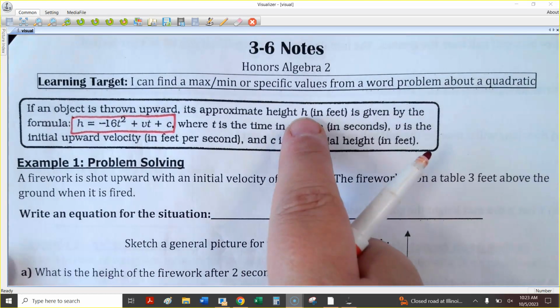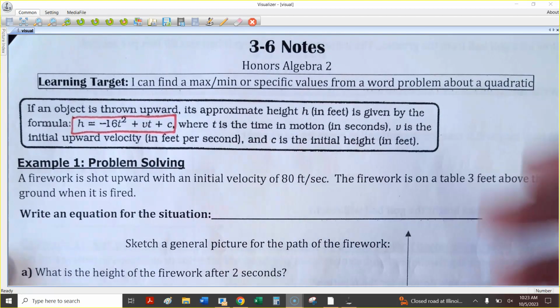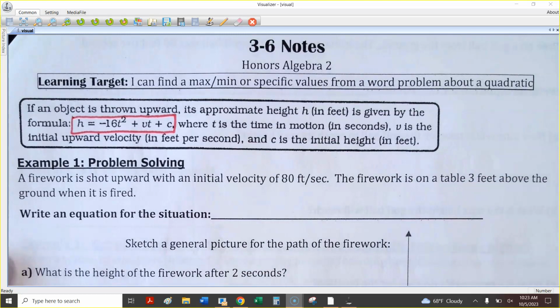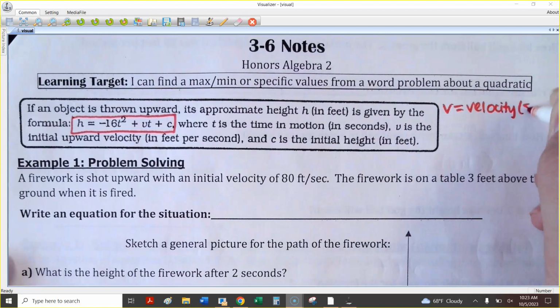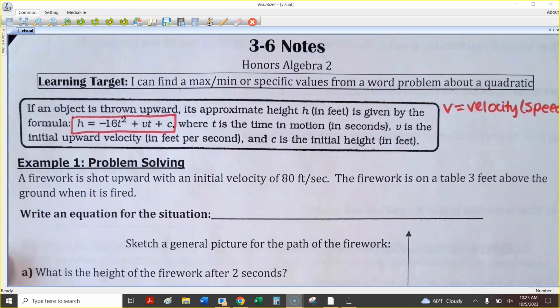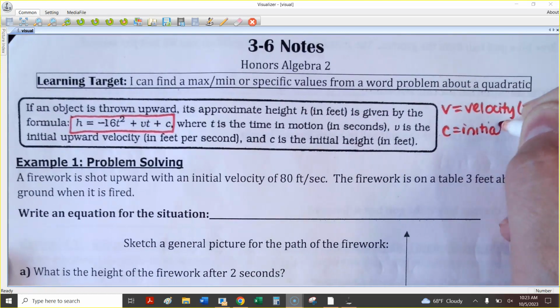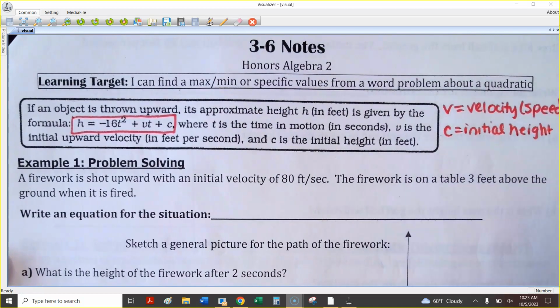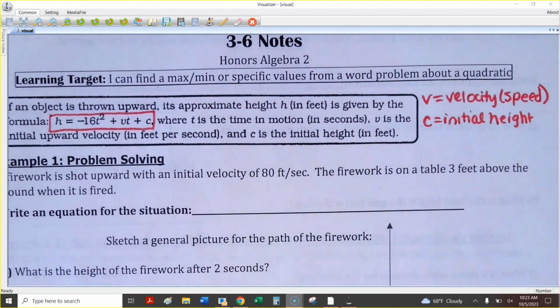So H is height in feet, T is time in seconds, and in this formula, V is the initial upward velocity. Velocity is really just a fancy word for the speed of the object. Then you have this C that's in there. That C is the initial height of the object. We're going to get into this with specific examples today. If it's launched off the ground, the height would be 0. If it's launched off of a table or something like that, then it might have a height that's not 0. So we might have a number plugged in for C, we might not.